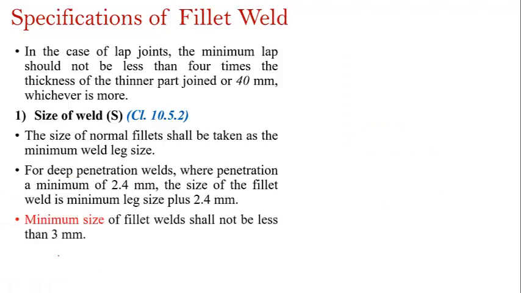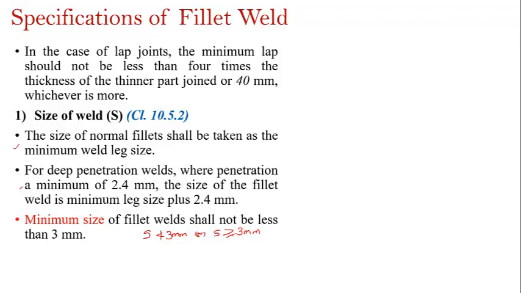Now, the third one is minimum size of fillet weld shall not be less than 3 mm. This is the condition which you have to remember. So if you don't remember the top one and the bottom one, that's fine. But the minimum size of fillet weld, that is S, shall not be less than 3 mm. Or you can also write it this way: the size of the weld must be greater than or equal to 3 mm. So the minimum size of the fillet weld must not be less than 3 mm, or it should be greater than or equal to 3 mm. This is the minimum size of fillet weld.